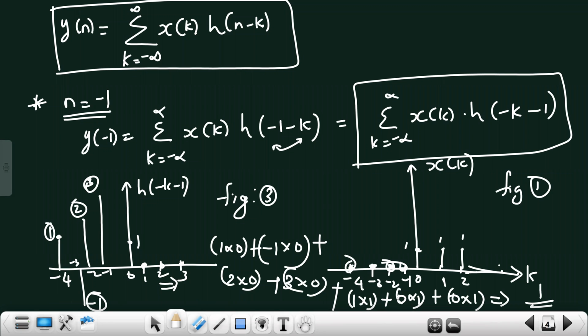Is this particular method clear for you? That is multiplying and summing. You'll be starting from left extreme, multiply the corresponding amplitudes, then you add. Till the right extreme you need to add. The right extreme is nothing but 2 over here. Left extreme is -4. In figure 1, figure 3 you are having -4 as a left extreme. In figure 1 you are having 2 as a right extreme. So you need to multiply the values from -4 till 2 and then you need to add. Okay, so the summation value is 1 over here. So answer is 1.